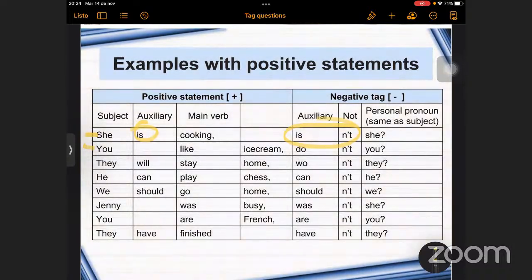Number two: you like ice cream. Okay. What is the grammar tense? Because you see, there's no auxiliary there, teacher. But you can make a tag question. You like ice cream? What is the grammar tense for that sentence?